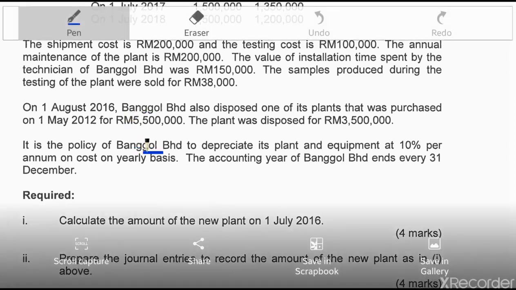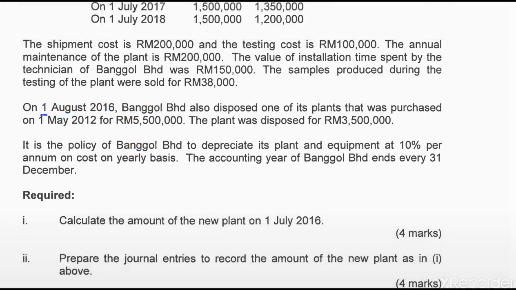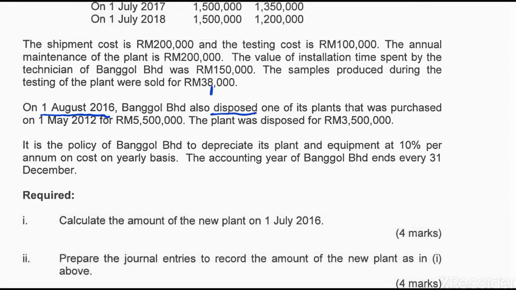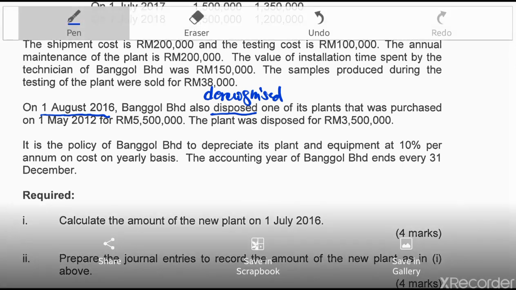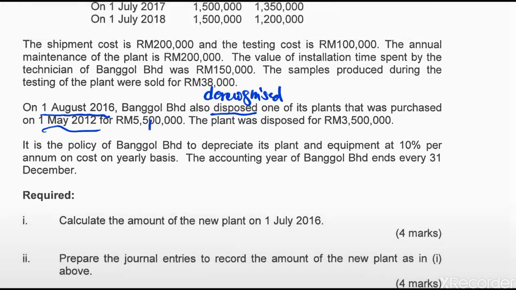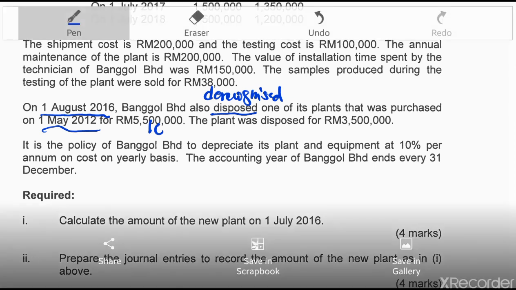You are informed that on 1st of August 2016, they dispose. So the word dispose can also be replaced with the word derecognized, which is actually showing this is a derecognition of plant. And the plant was purchased on 1st of May. And the initial cost of the plant when it was purchased was 5.5, but the plant was disposed for 3.5.